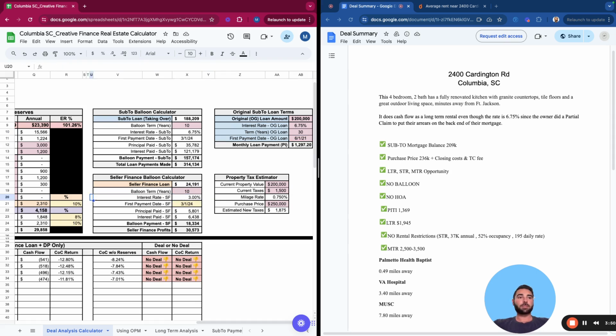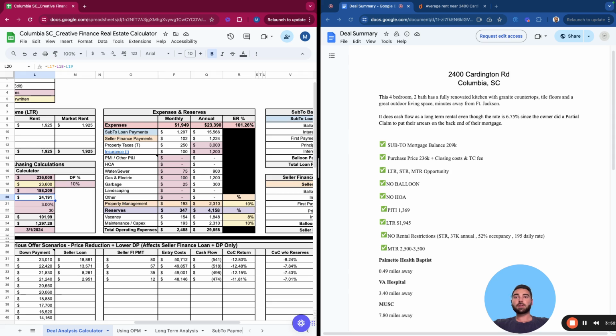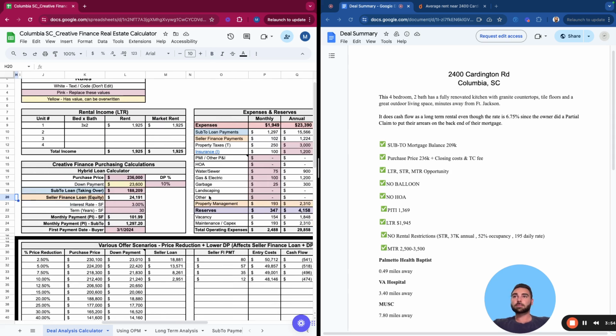So we're going to have to manually input these values. Sometimes you don't get all the perfect info in the exact format that you want. This would be a good thing to follow up and request from, in this instance, the wholesaler. But the Subto loan amount that we're taking over is $209,000. For right now, let's put a 0% down payment.